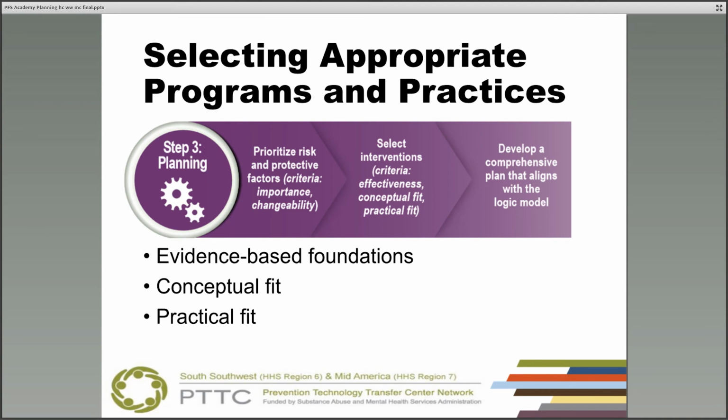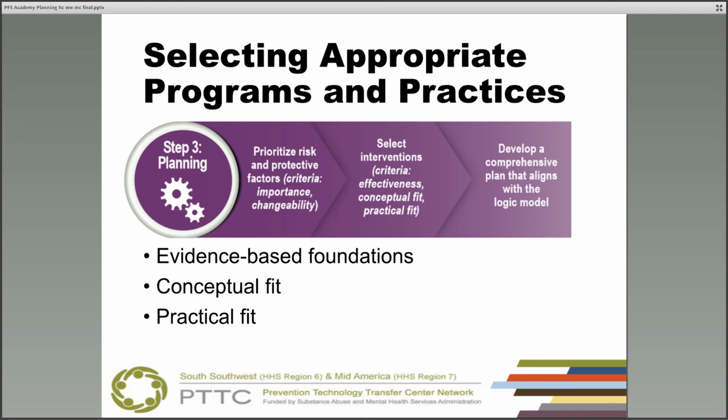How do you determine that something is evidence-based? There are actually certain levels of confidence in whether a program or practice is evidence-based. We need to look at the conceptual fit. Is the program designed to impact your priority risk and protective factors? That's your conceptual fit. If we choose this program, are we likely to be able to impact? The science tells us, does the research tell us, that we can have a pretty high degree of confidence that we're going to be successful?